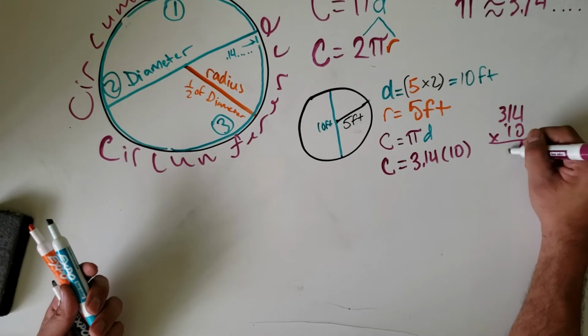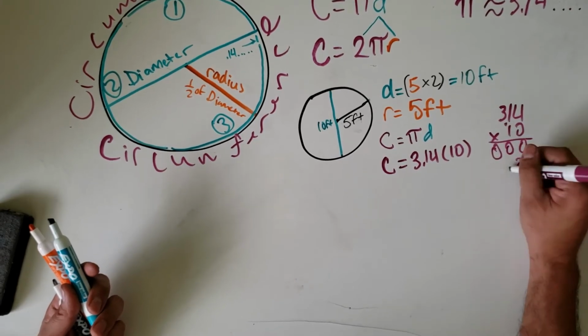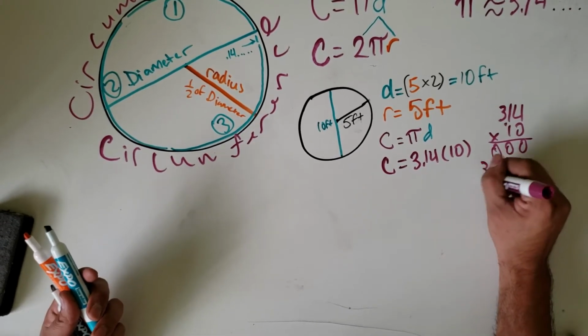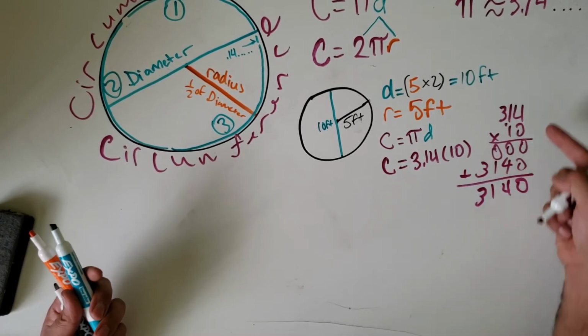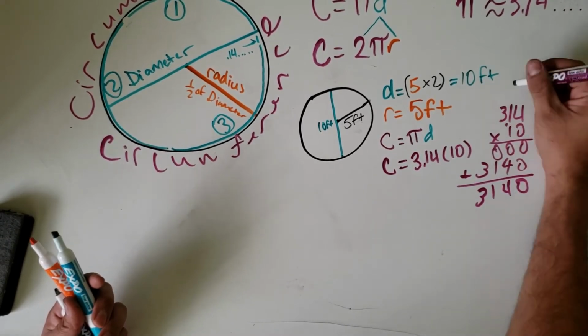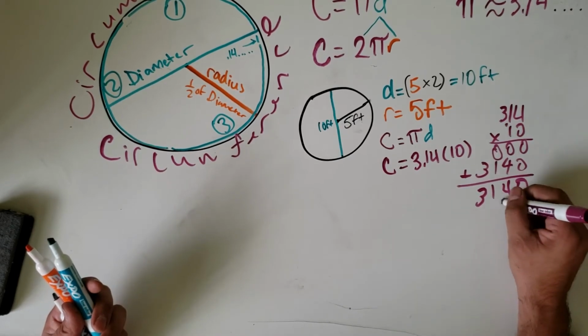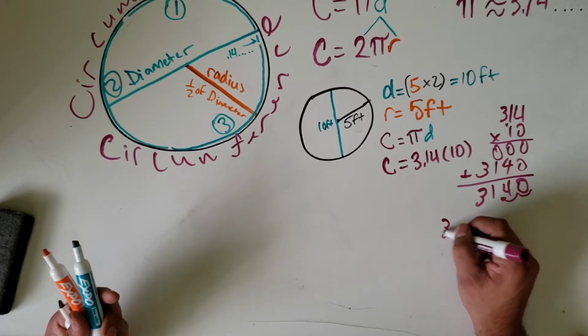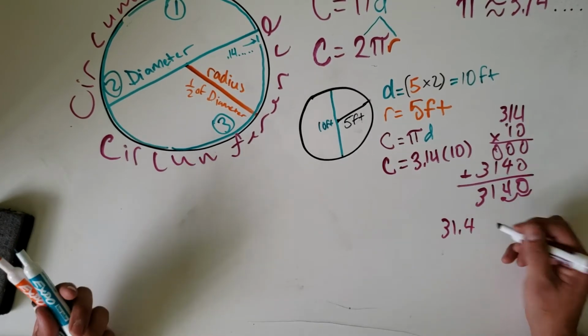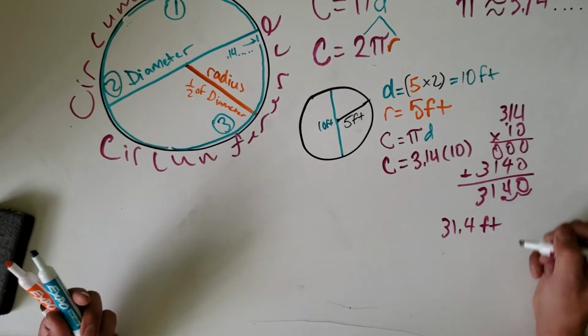And then we're going to multiply. 0 times 4 is 0, 0, 0, 0. 1 times 4 is 4. 1 times 1 is 1. And 1 times 3 is 3. We're going to add those up. We get 3, 1, 4, 0. Decimal, there's two numbers after the decimal. So I'm going to move it twice. 1 and 2. And I get 31.4. Okay, so remember, it's 31.4 or 40. It doesn't really matter. And you have to put feet.